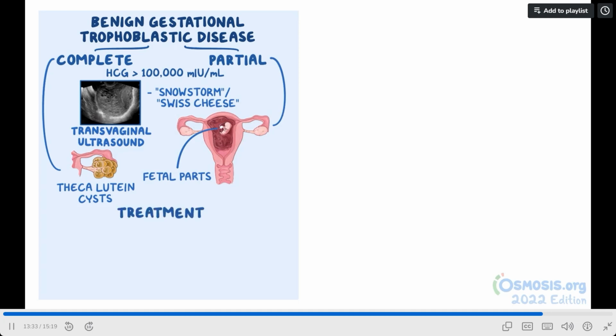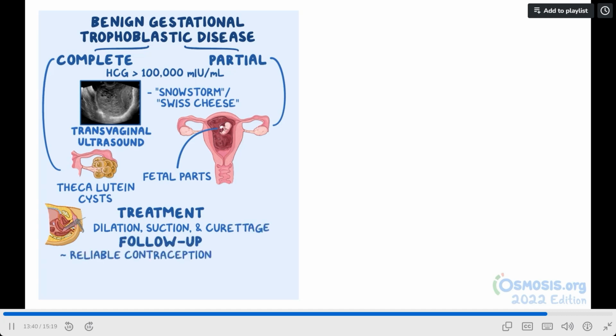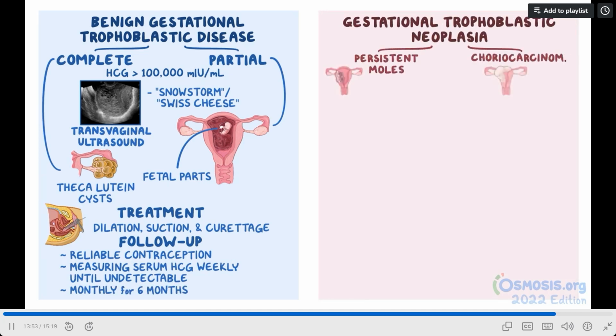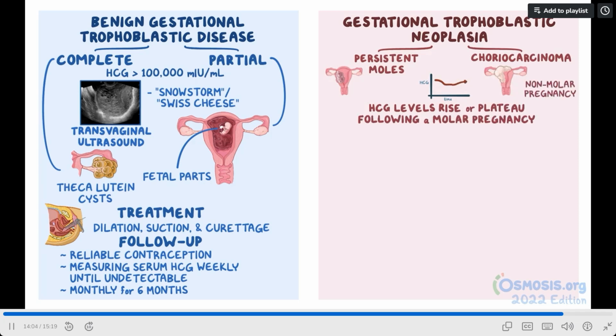Treatment is uterine evacuation through dilation, suction, and curettage. Follow-up includes getting the female on reliable contraception and measuring serum HCG weekly until it's undetectable for 3 consecutive weeks, and then monthly for 6 more months. Gestational trophoblastic neoplasia includes persistent moles and choriocarcinoma, and may be suspected if HCG levels rise or plateau following a molar pregnancy. Choriocarcinoma can also be suspected following a non-molar pregnancy.